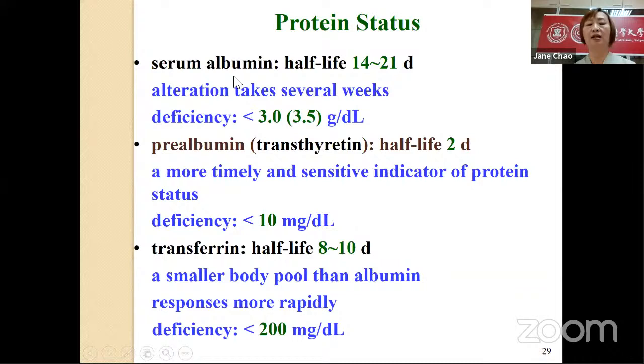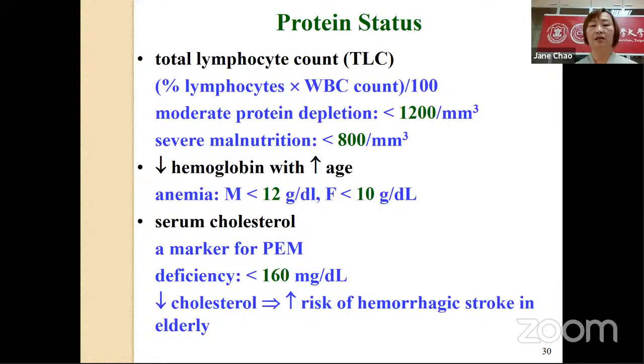Transferrin is also an iron status indicator, and also a good indicator for protein status. We define the deficiency levels, so you can see different deficiency levels in different parameters. The other is the cell count, for example, total lymphocyte count. Total lymphocyte count not only reflects the protein status, but also reflects immune function. If the total lymphocyte count decreases, protein status decreases and immune function is also reduced.